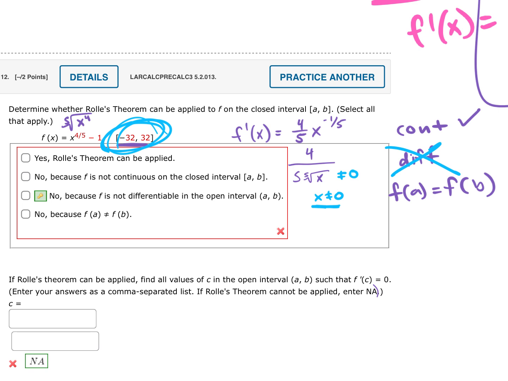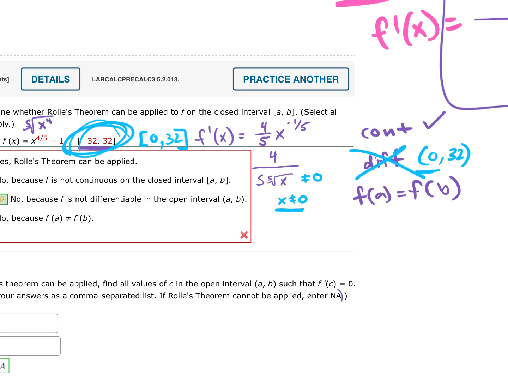If this question said from 0 to 32, then it would be differentiable, because we're checking to see if it's differentiable on the open interval. But isn't 0 like, or no? If it's from 0 to 32, if it's the open interval, is 0 included? Oh. No. It has the brackets. But you're seeing if it's continuous on the closed interval, differentiable on the open interval. Okay. So even if it has the brackets, you're seeing if it's differentiable on the open interval. There was a question like that from the 5.2 WebAssign that kind of tried to trick you.